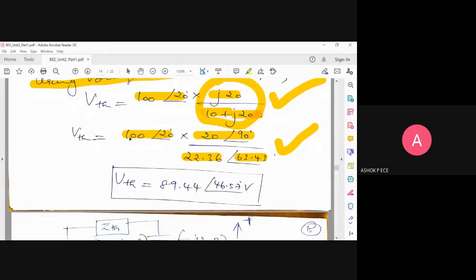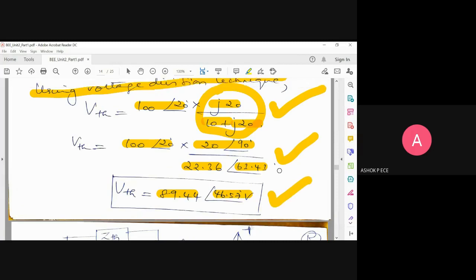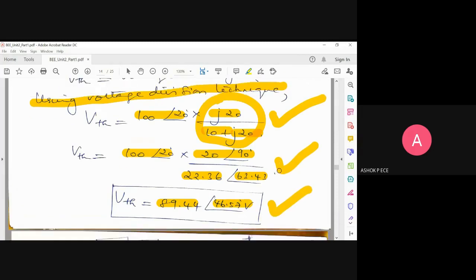Now you see, you have to multiply the magnitude and divide the magnitude. 100 into 20 divided by 22.36, 89.44. 20 plus 90 minus 63.43. So the angle is 46.57 volts. Is it clear to everybody? We are not changing anything. Just we are doing it for AC circuit. If you can clearly write the magnitude and angle properly, then these things should be nothing for you.